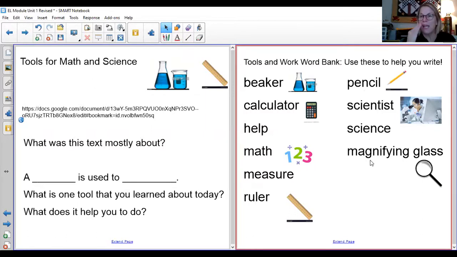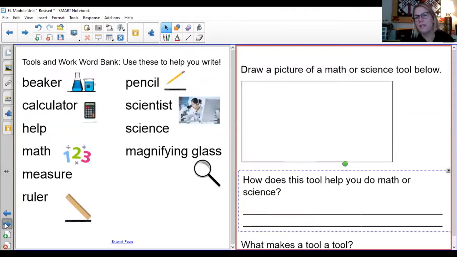This time I'm going to read it and you're going to echo after me. So I'll point to me when it's my turn. I'll point to you when it's your turn. All right. Beaker, calculator, help, math, measure, ruler, pencil, scientist, science, magnifying glass.